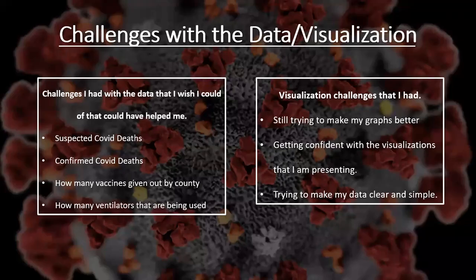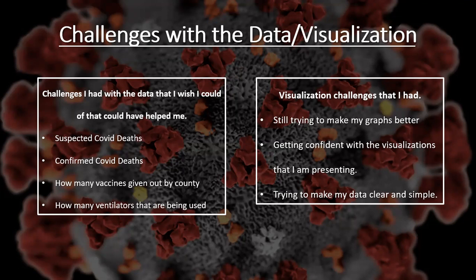A challenge I had with the data is that I would have wanted the suspected COVID deaths. This could have given us some information that if someone died of, for example, pneumonia, it could have been a COVID death. So that's something I could have wanted in the data set. I think it could have given more information.